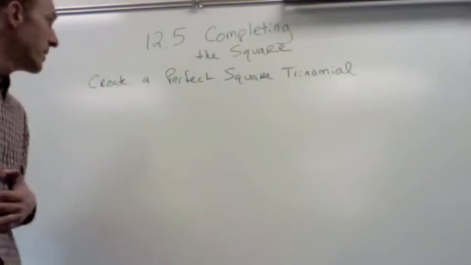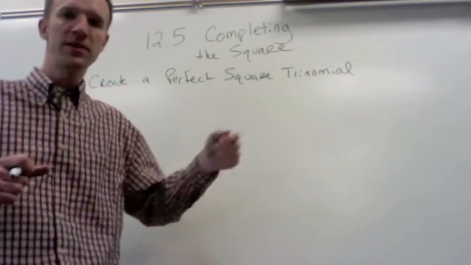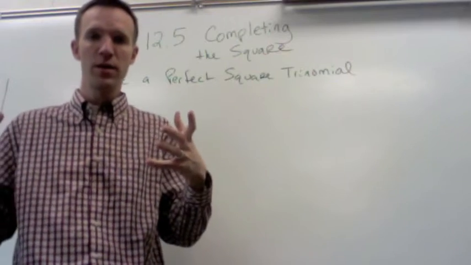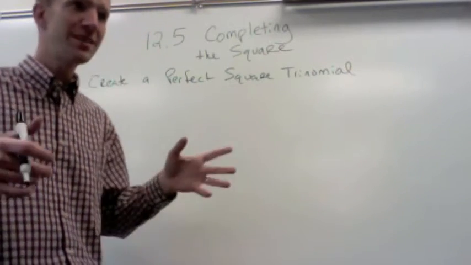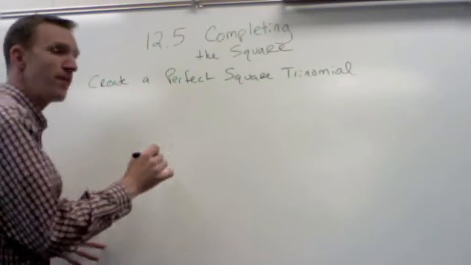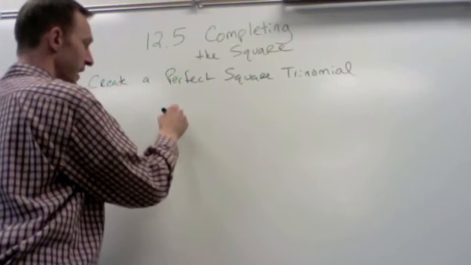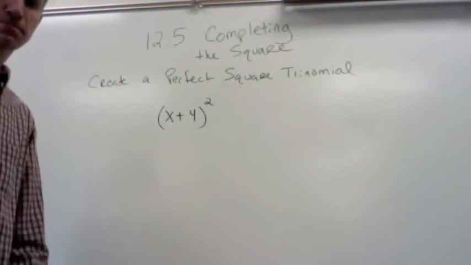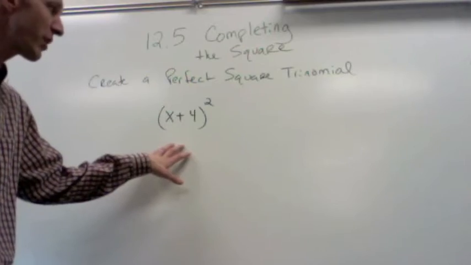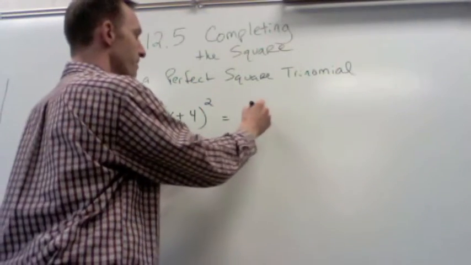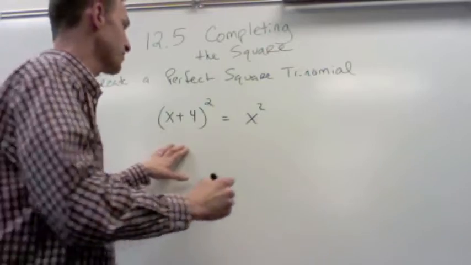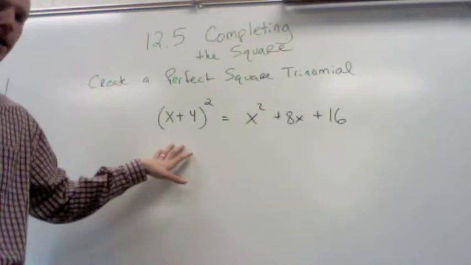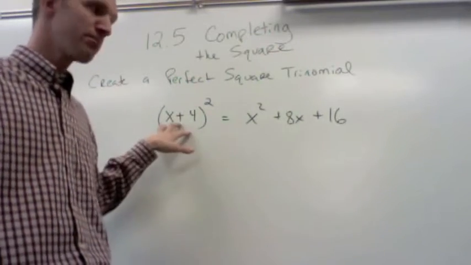So the first thing I want to do is talk about how to create a perfect square trinomial. You have to go back into your mind and think about some things we did maybe in chapters 8, 9, 10. A perfect square trinomial is something that looks like (x + 4) squared. If I multiply that out, if I FOIL that, I would get x squared plus 8x plus 16. So that's this expression multiplied out.